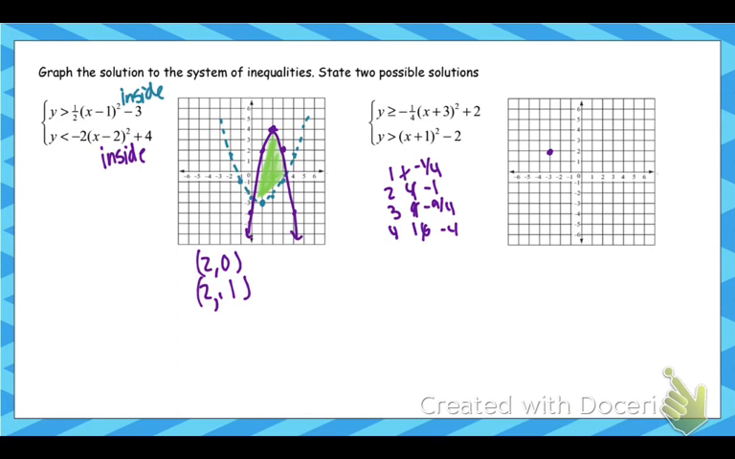So I would go right 1 down a fourth, right 2 down 1, right 4 down 4. And again, those are always in relation to the vertex. Keep that in mind. All right, that one's going to be a solid line because it's or equal to. Its y is greater, so we're going to shade above the vertex, which is outside that parabola.